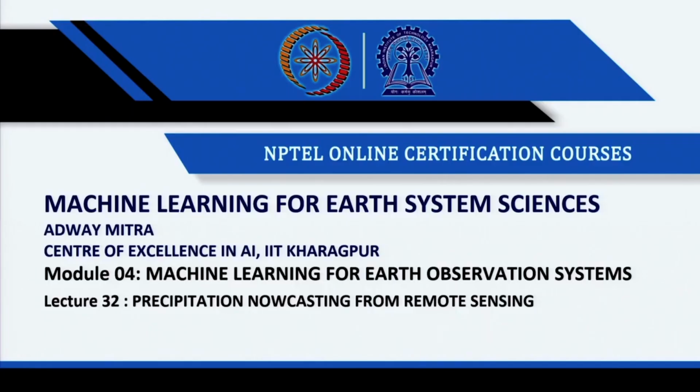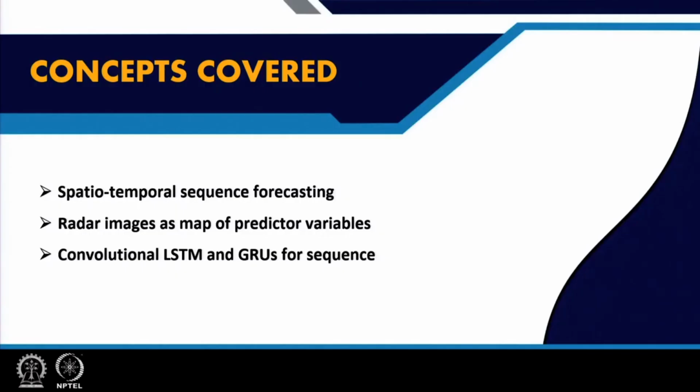Hello everyone, welcome to lecture 32 of this course on machine learning for earth system sciences. We are in module 4 where we are discussing how machine learning can be used for earth observation systems, and the topic of this lecture is precipitation nowcasting from remote sensing. Nowcasting is a concept which we have discussed briefly earlier also for extreme weather nowcasting and so on.